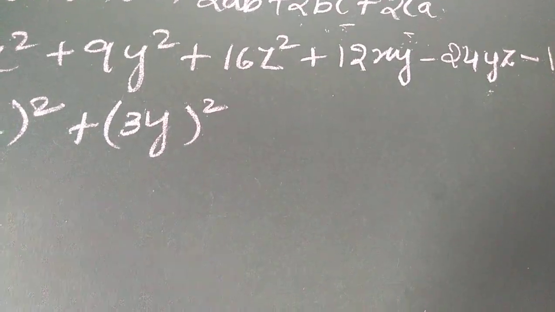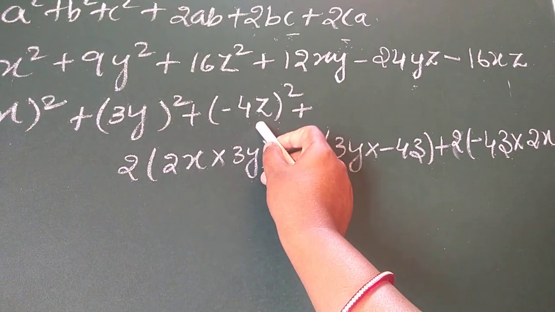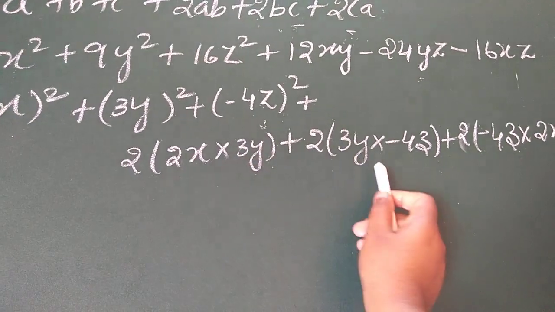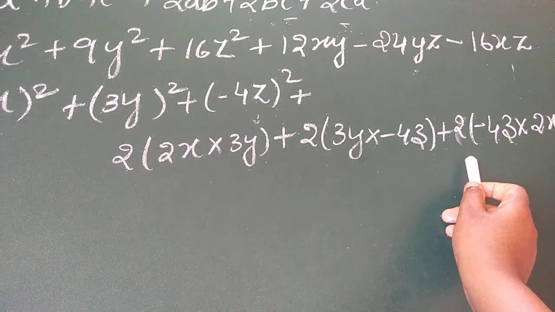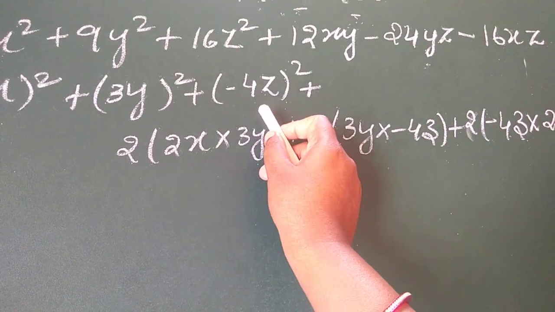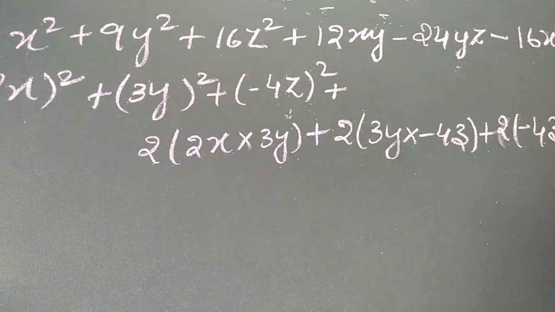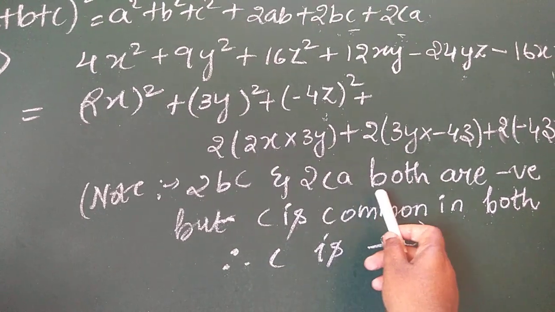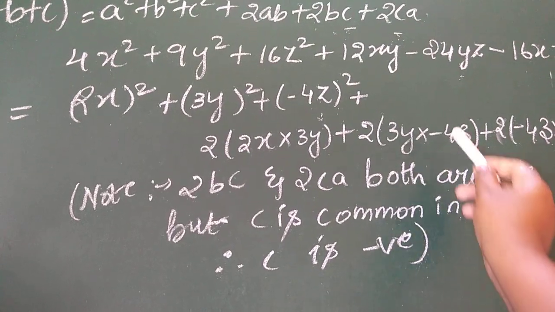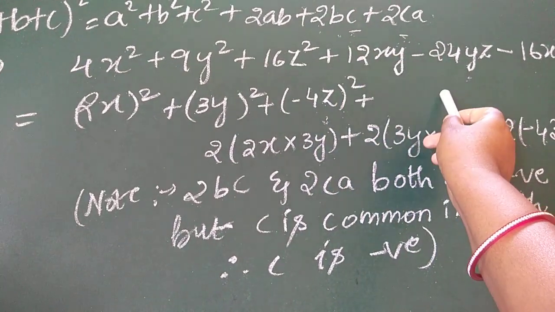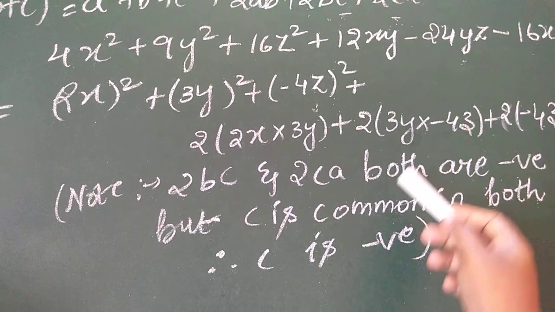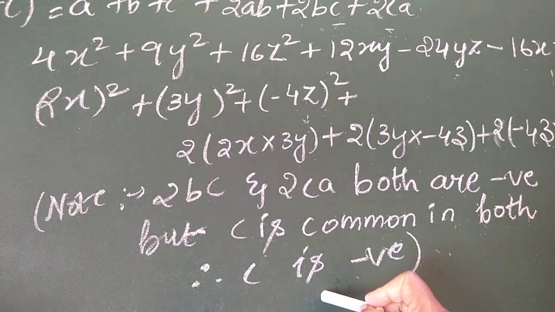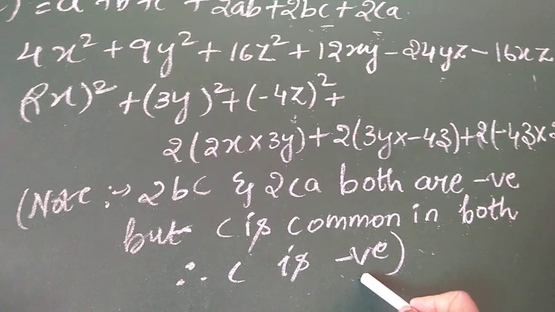Hence we conclude c as negative. Okay. See children, now I have written here minus (4z) whole square, and next 2ab, 2bc, 2ca. Okay, now I should write a note why I have taken c as negative. Can you see here children what I have written? 2bc and 2ca both are negative, but c is common in both. Hence c is negative. Hence I am concluding that c is negative.